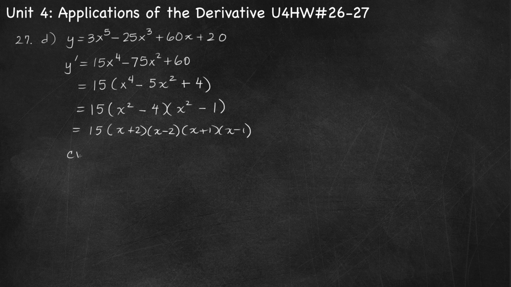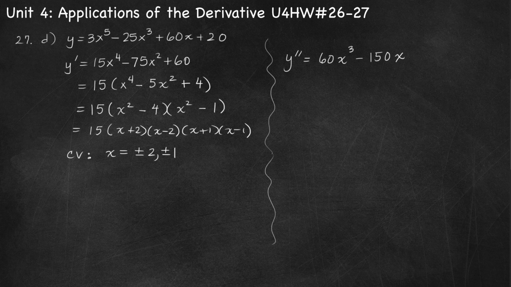I have 4 critical values here. So critical values at x equals plus or minus 2 and plus or minus 1. So we have to check all of those with our second derivative. The second derivative, 60x cubed minus 150x. And I can take out, let's see, 30x, leaving 2x squared, that's 60x cubed, minus 5, just 5. So there's my second derivative.